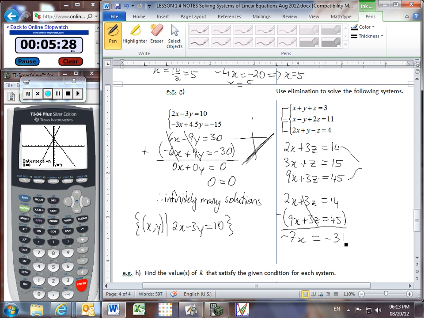So looks like this is going to get ugly. I hope I haven't made a mistake somewhere. I didn't expect such ugly solutions. So x is going to be 31 over 7.